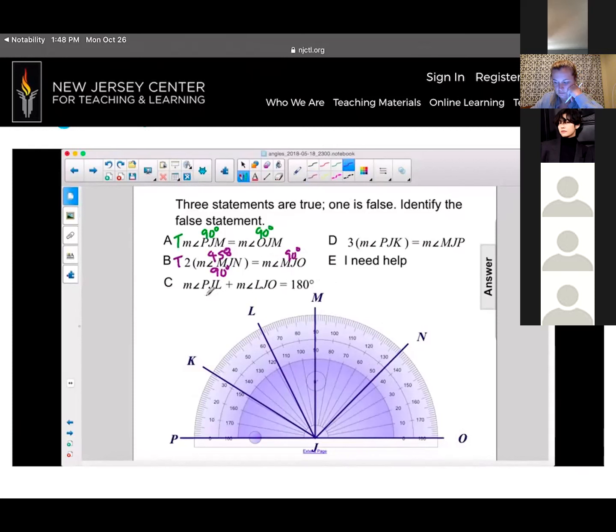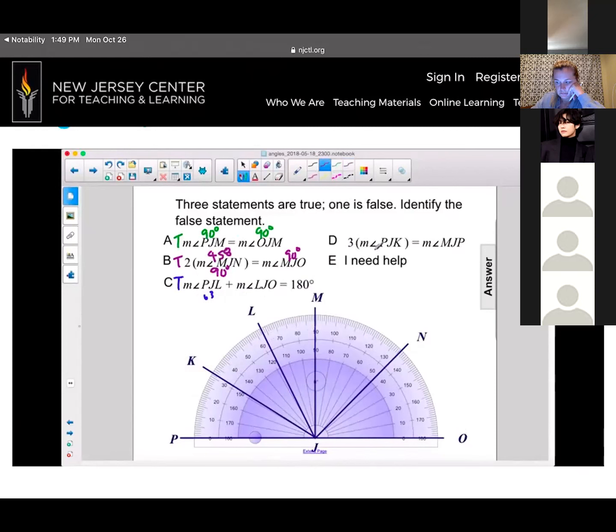Measure of angle PJL. PJL goes to here, which is 63, and plus the measure of angle LJO. So this angle from P to L up here, then from L all the way to O over here, equals 180 degrees. That is true because we're dealing with this portion and then adding this second portion that is the straight angle of 180 degrees. This is true.